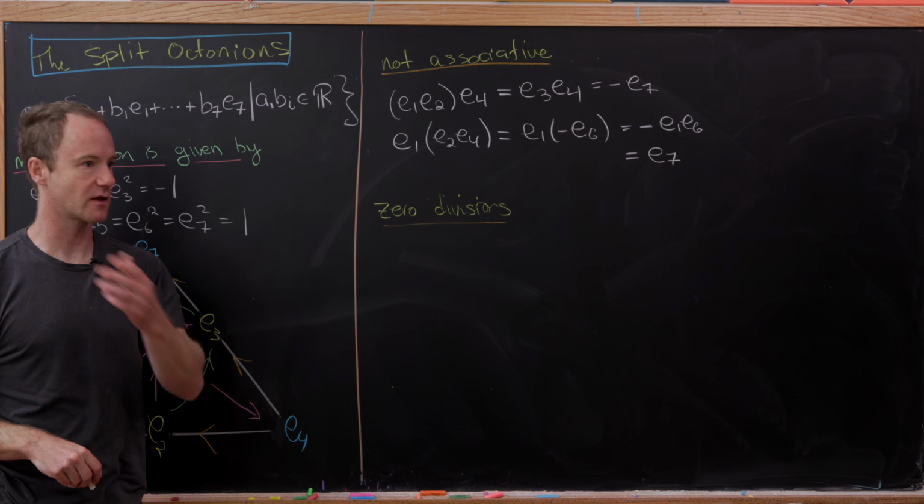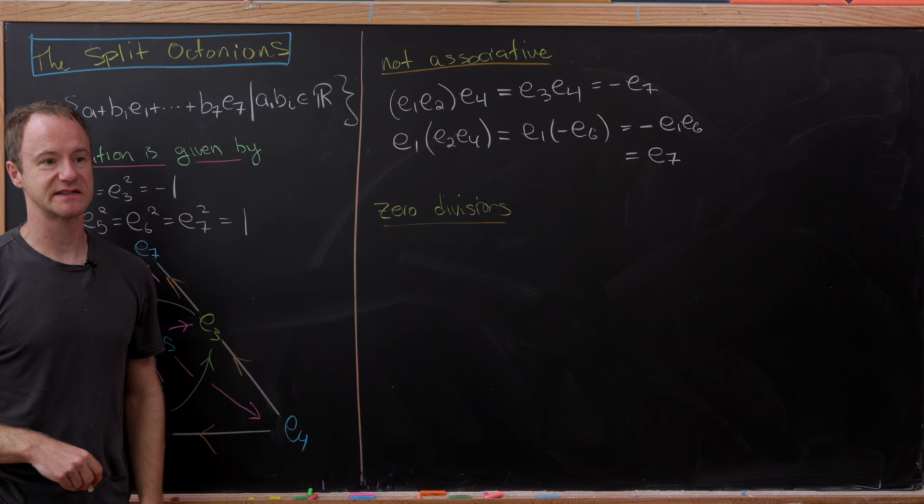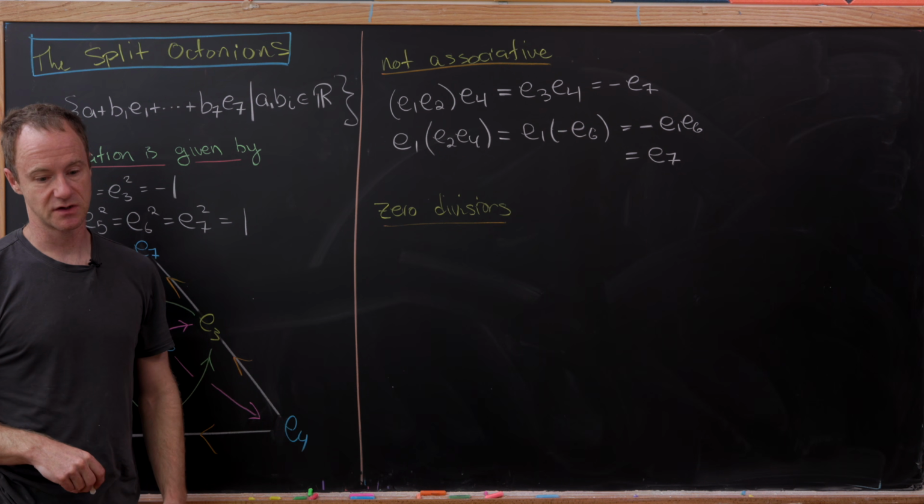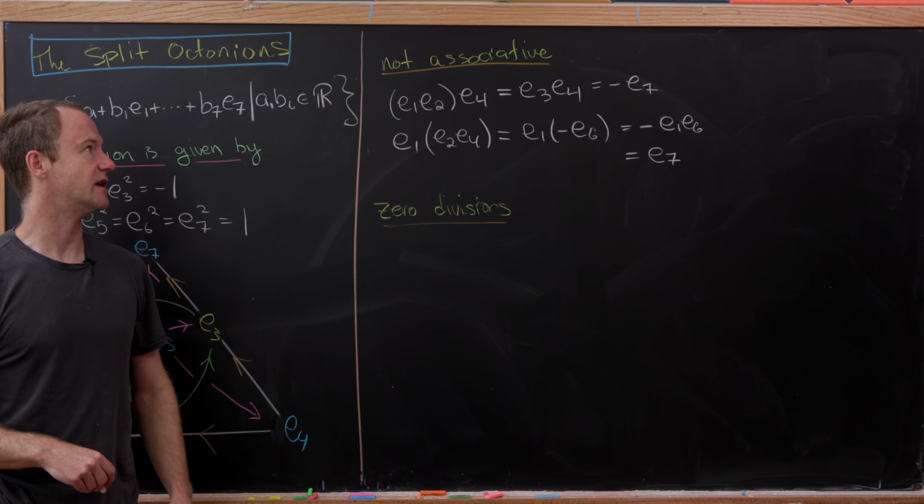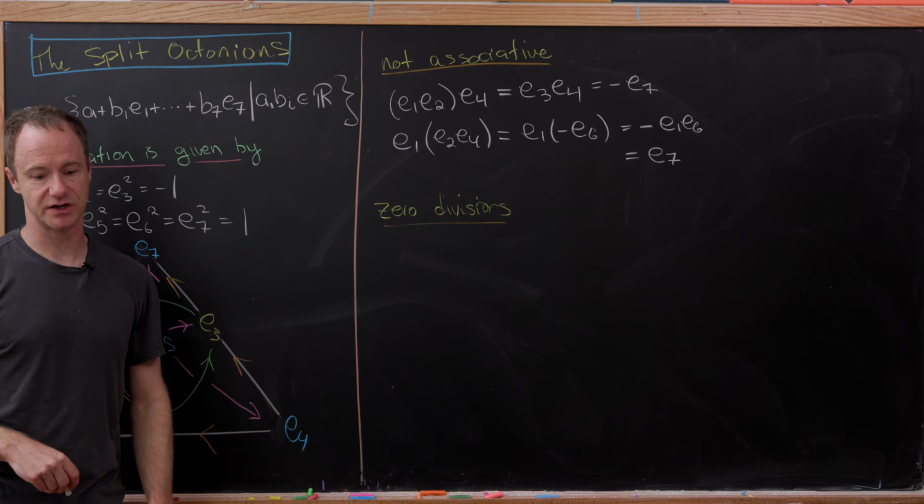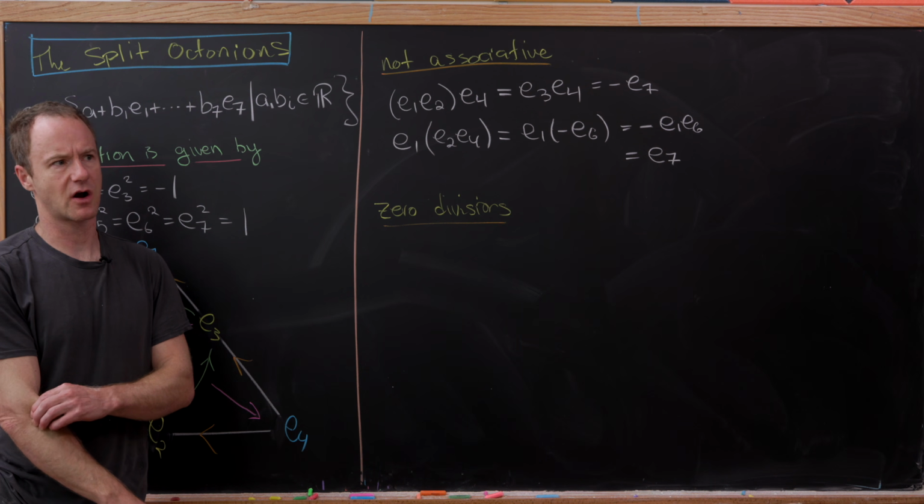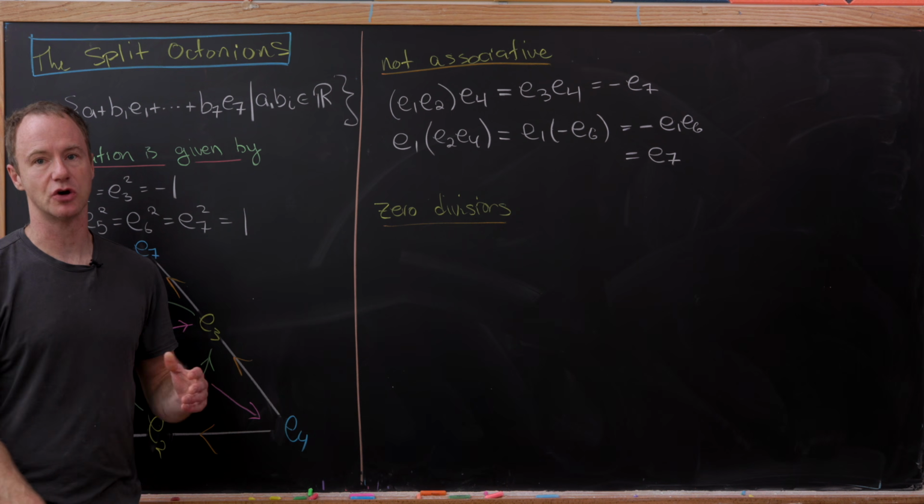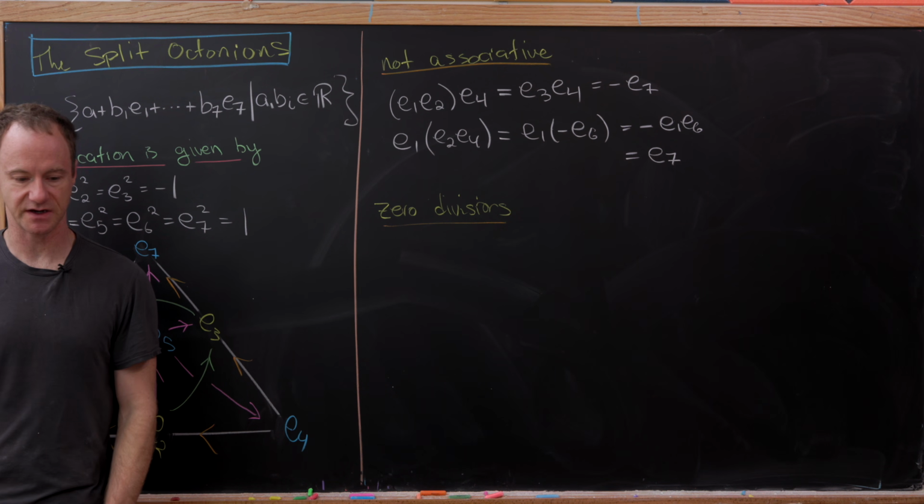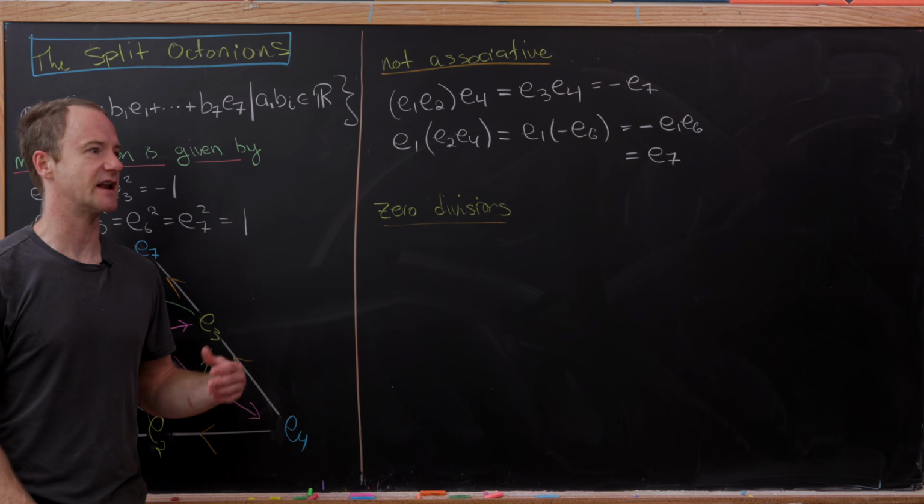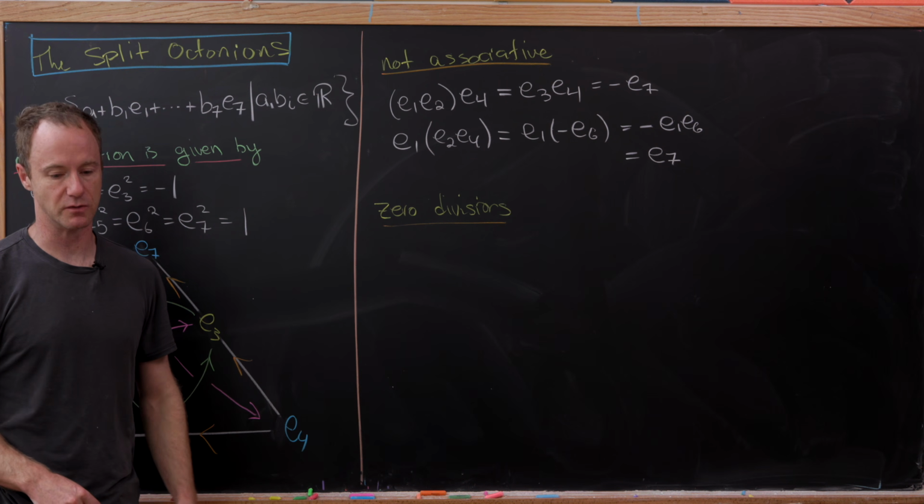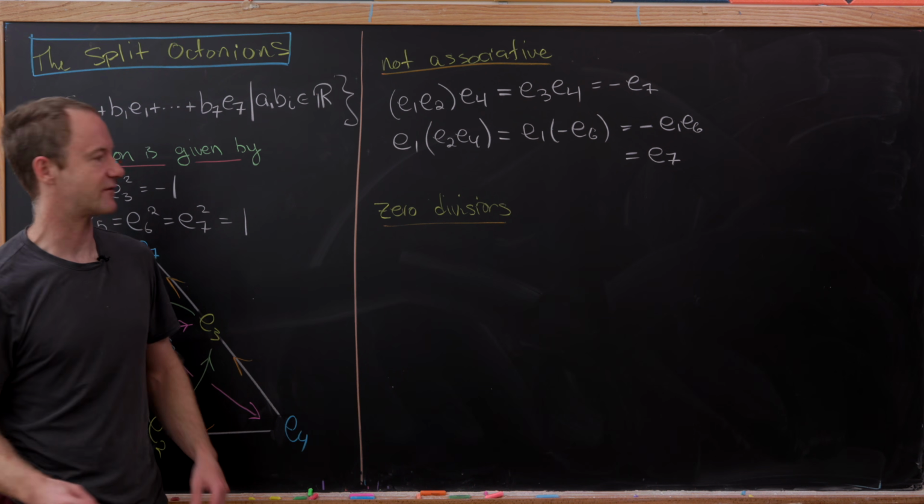Now, in the regular octonions, everything has a multiplicative inverse. But that's not true in the split octonions. And there are in fact zero divisors that don't have multiplicative inverses here. So I'm going to prove that we've got a zero divisor. I won't check that there's no multiplicative inverse though. I'll leave that for you.